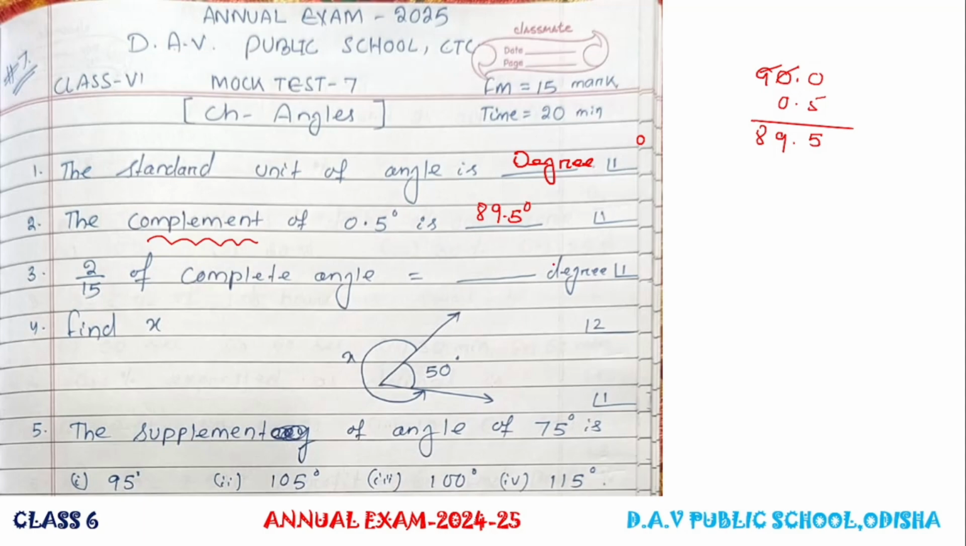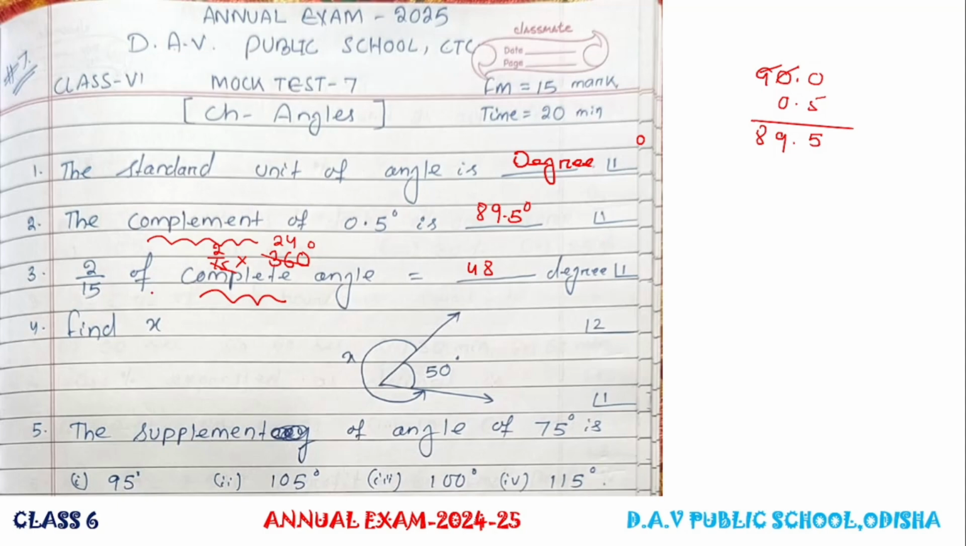Next question, 2 by 15 of a complete angle. Okay, there are different types of angles. Complete angle means 360. The angle whose measure is 360 degrees is called a complete angle. So 2 by 15 into 360. Multiply and divide. So 15 2s are 30, 15 4s are 60, 24 2s are 48. So the answer is 48 degrees.